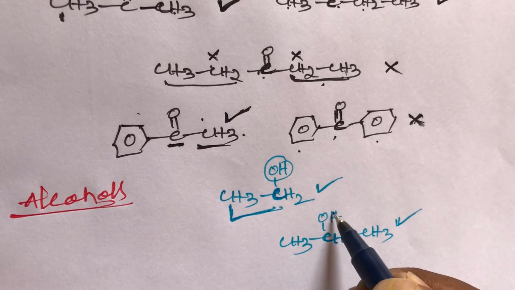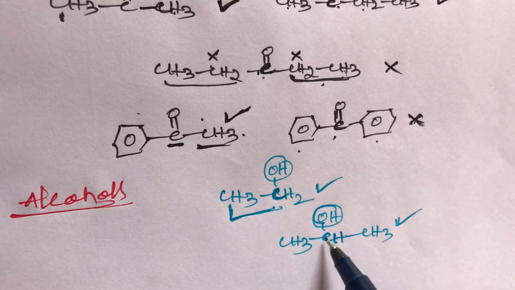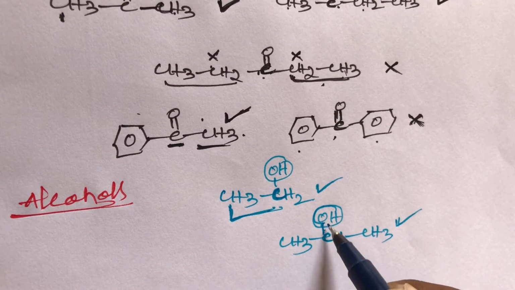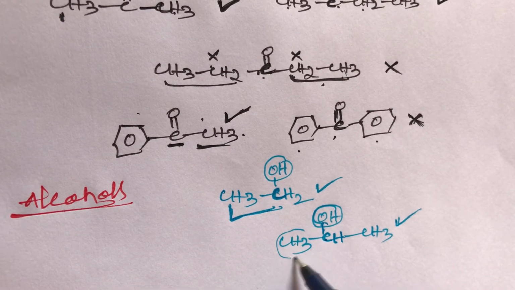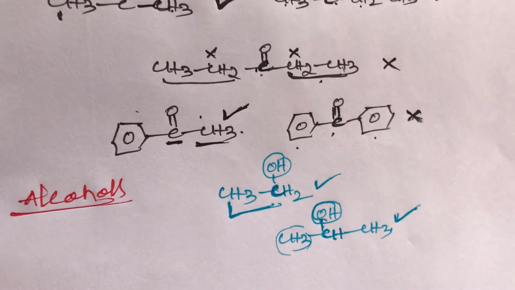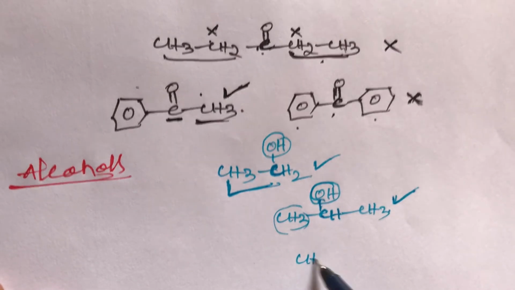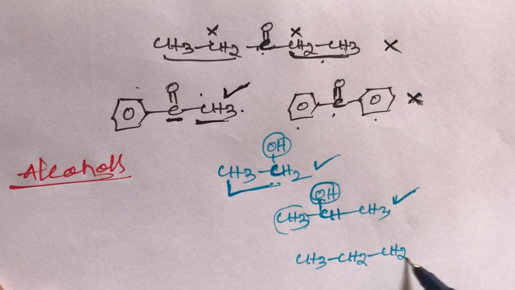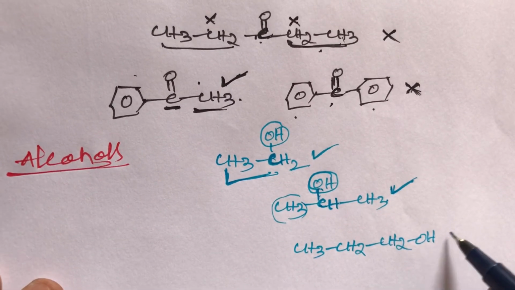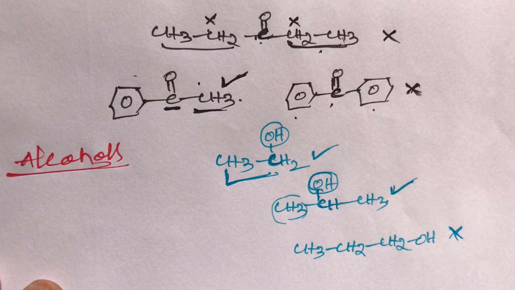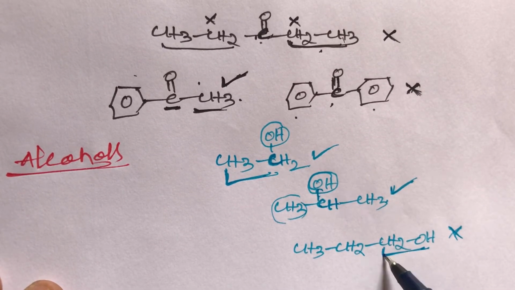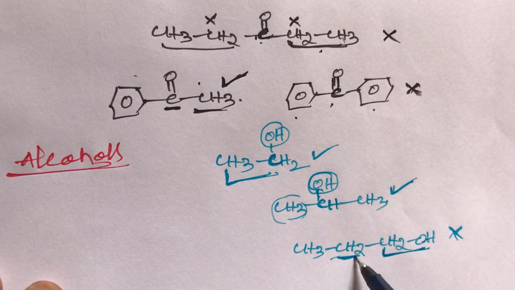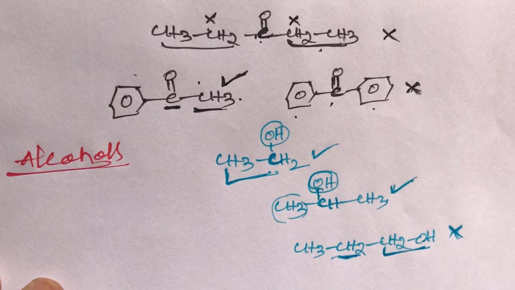This OH group's carbon has carbon beside it, two methyl groups are there, so it is also giving the iodoform test. And the third one, students, CH3-CH2-CH2OH. This is not giving the iodoform test. Why? Because beside the CH2OH group there is a CH2 group, so it is not giving the iodoform test.